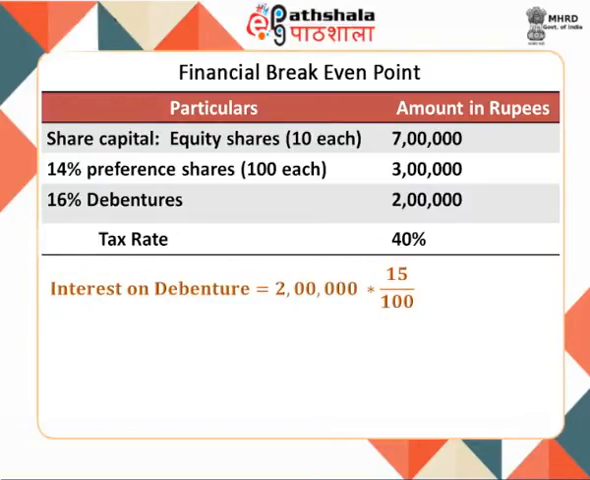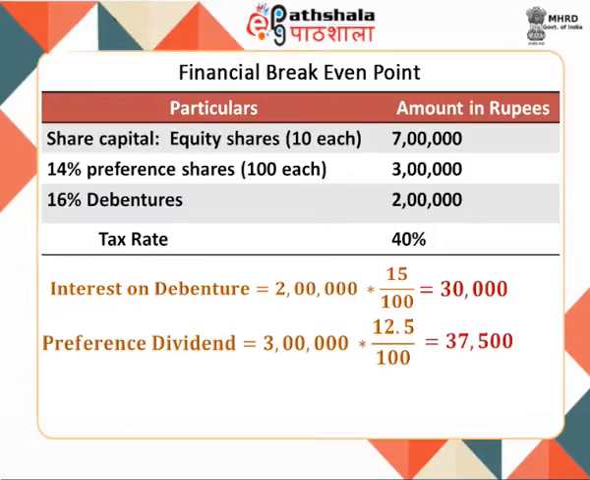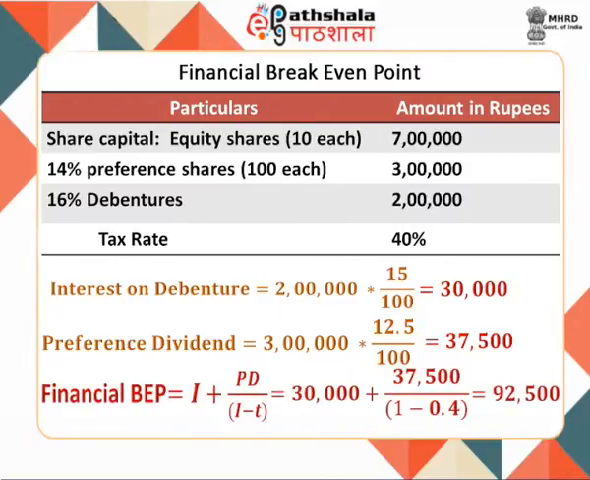Now, interest on debentures is rupees 2 lakh multiplied by 16 divided by 100, which comes out to be rupees 32,000. Preference dividend is rupees 3 lakhs multiplied by 14 divided by 100, which comes out to be rupees 42,000. Now, the financial break-even point is equal to interest plus preference dividend divided by 1 minus tax rate, which is 32,000 plus 42,000 divided by 1 minus 0.4, which comes out to be rupees 1,02,000.